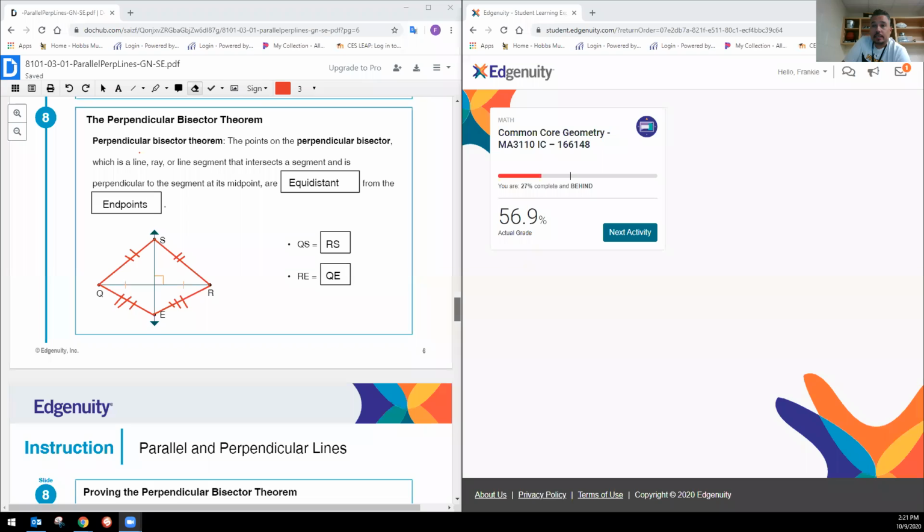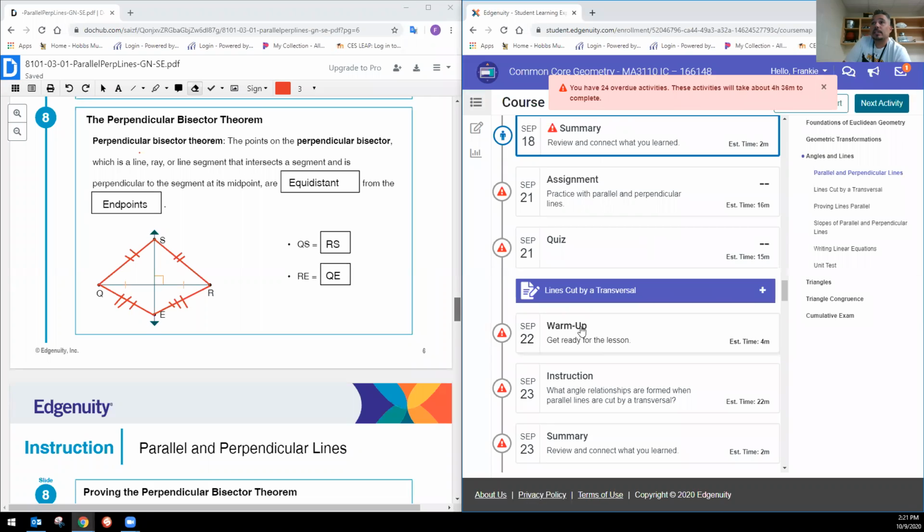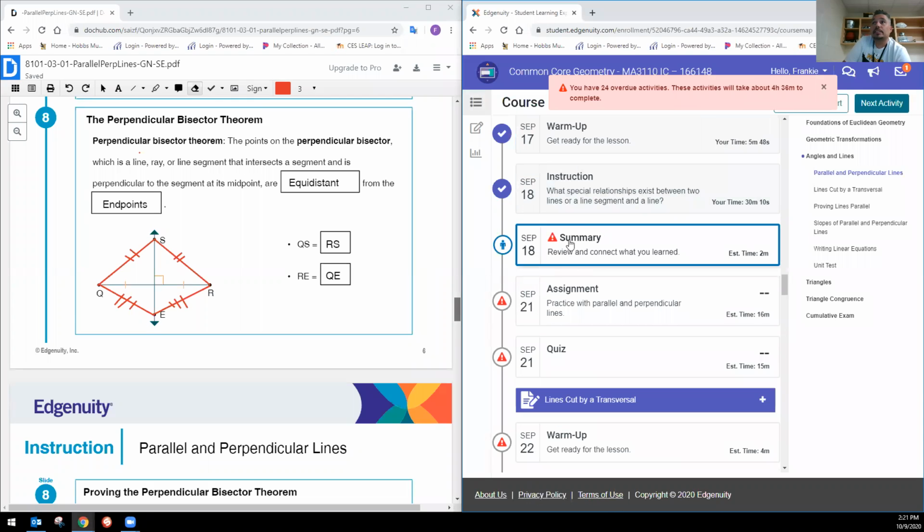All right, guys, time for the parallel lines and perpendicular lines assignment. I'm going to share my screen with you guys, and let's make sure this is going and recording. I've got my voice on, and the camera is rolling. All right, so look, I'm into parallel lines. I'm on the summary and assignment part, so let's go ahead and get started.